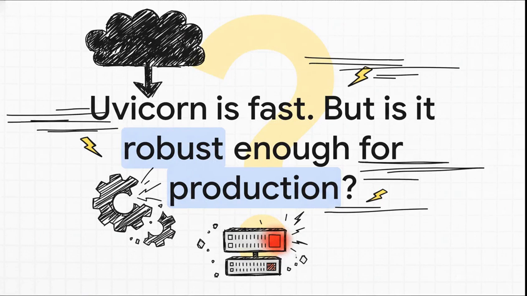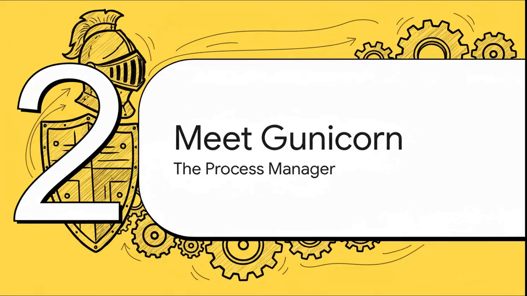Okay, so Uvicorn is incredibly fast. We've established that. But here's the million-dollar question. Is fast enough? I mean, in a real-world production environment, you're basically running your entire app on this one single Uvicorn process. What happens if that one process hits a weird bug and crashes? Poof, your entire application is gone. Dead. Offline. That's not great. In fact, it's a massive risk.